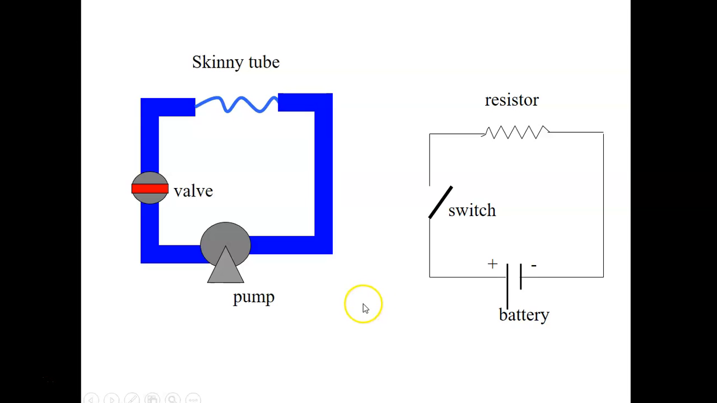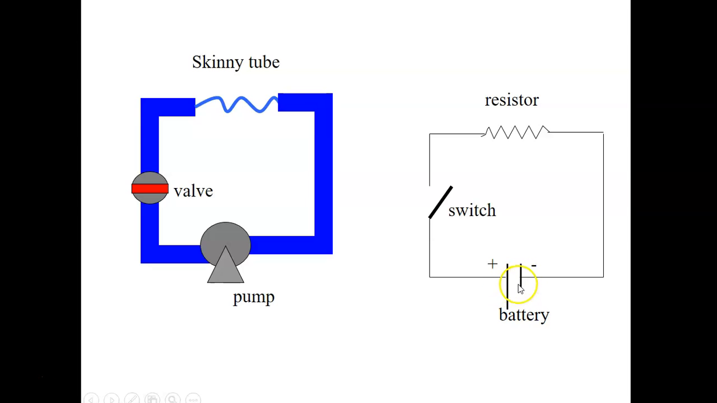So back to the water analogy. If we had a circuit with water, we might have a pump which moves the water around, a valve to shut the water on and off, and maybe a skinny tube which provides some resistance to flow, showing what would be analogous to an electrical circuit. So this is how electrical circuits are typically drawn.